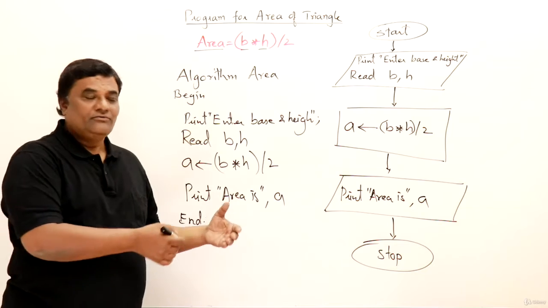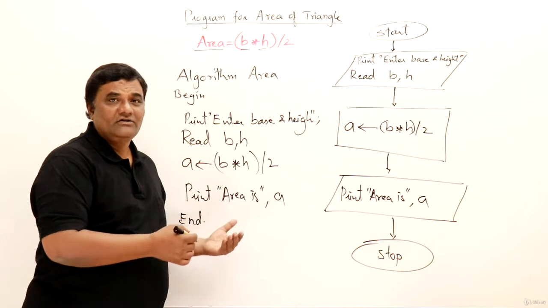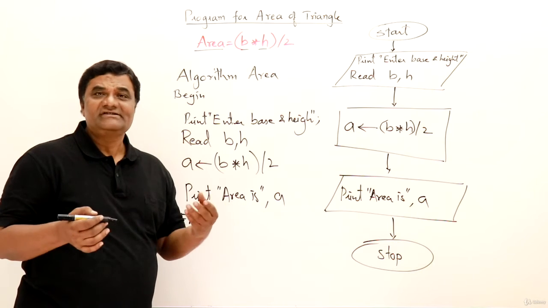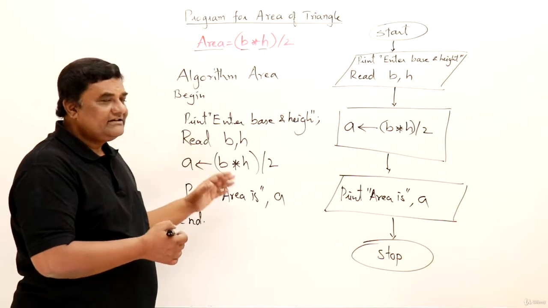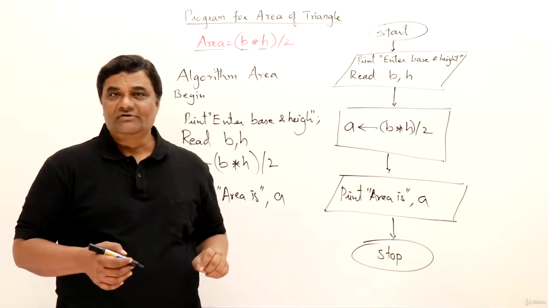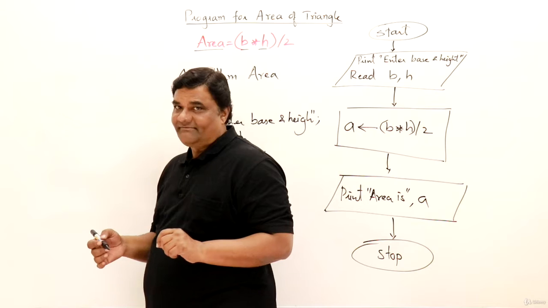That's it. See, whatever the contents in the flowchart and the algorithm look similar because this is just a formula based program. It's a very simple program. There are no extra things to write in the algorithm. Right now it looks the same. Now next I have to write down a C++ program for this one.